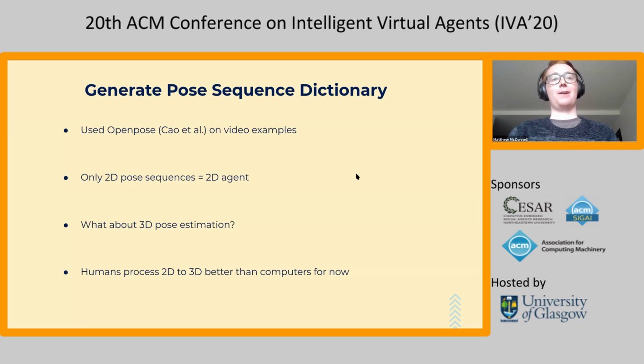Okay, so we're using OpenPose, which is a well-known pose estimator. It's very fast and very accurate as well. But we only had videos, right? So it's only one camera perspective. So OpenPose doesn't get 3D poses from 2D video.